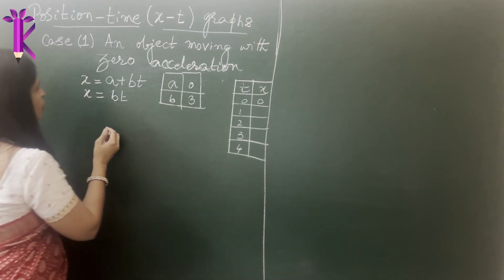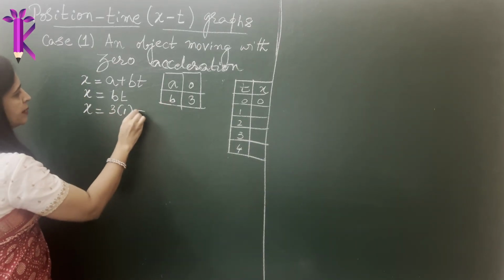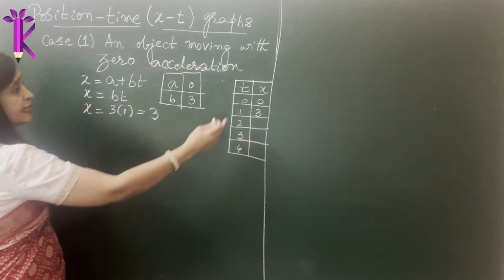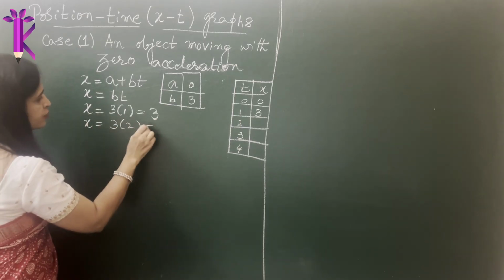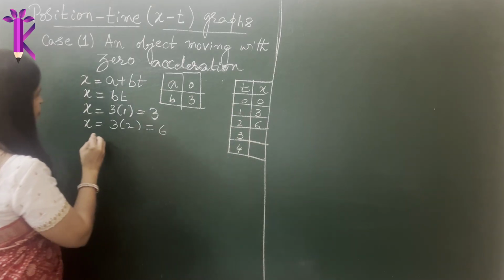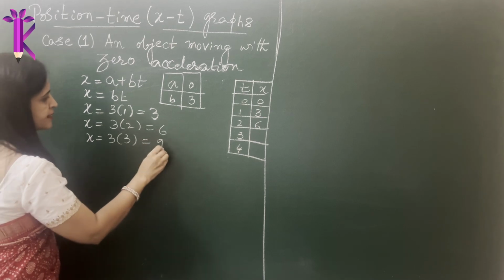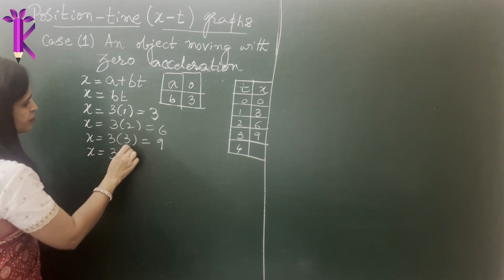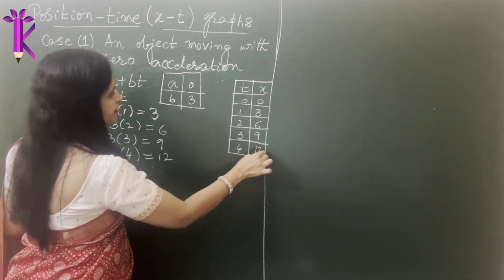Now t is equal to 1. What will happen? b is 3, so 3 times 1 will be equal to 3. For t equal to 2, 3 times 2 will be equal to 6. When t is equal to 3, this is going to be 3 times 3, that is 9. When t is equal to 4, x will be 3 times 4, that is 12 meters, right? So these are various values.